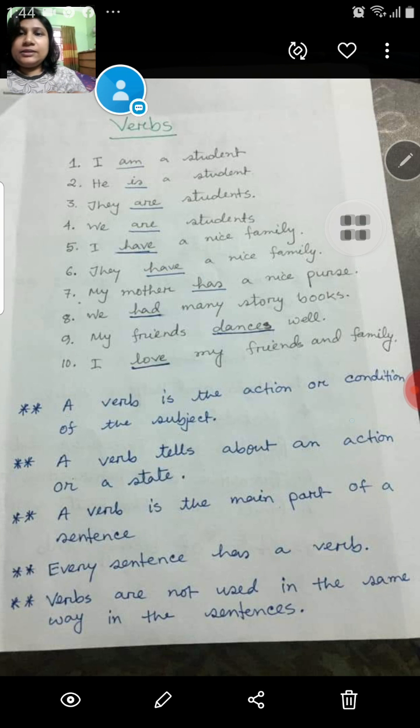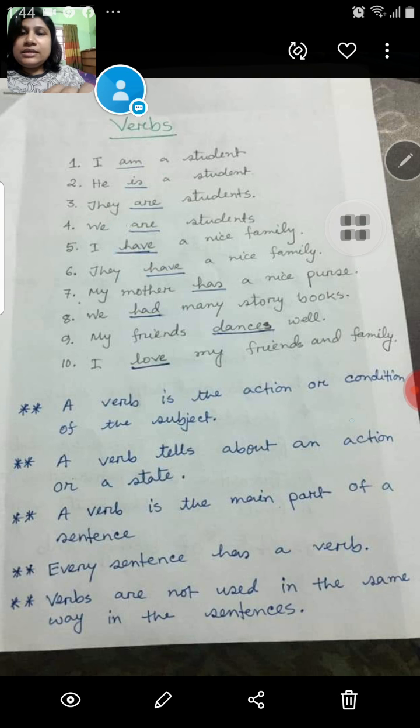Here you can see that first point, a verb is the action or condition of the subject. So in number 1, 2, 3, you can see the condition or state of the subject. That means here there is no action of the subject. That means there is no movement of the body parts. There is no physical movement. Here it is only expressing who you are. He is a student, it is expressing who he is. That's why am, is, are are showing the state or condition of the subjects.